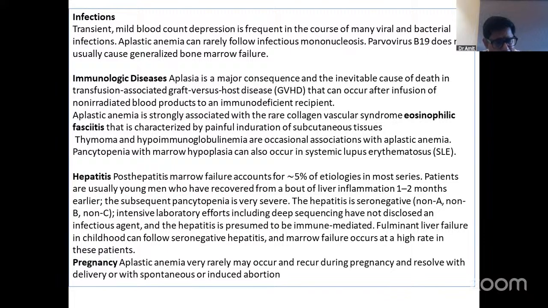Pregnancy also can be one of the causes of aplastic anemia, though rarely. As the pregnancy resolves after delivery, or with a spontaneous or induced abortion, these bone marrow failures resolve. So these are some of the important causes of acquired bone marrow failure, aplastic anemia or pancytopenia.